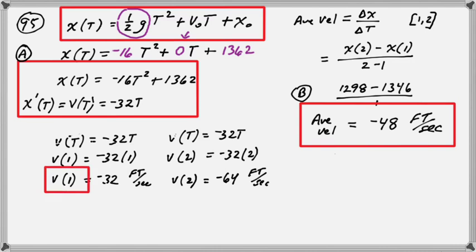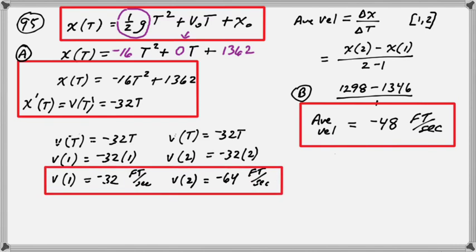You may notice something about the instantaneous velocity. The average velocity has to be somewhere between the two instantaneous velocities. And that would be my answer for part C. Part C wants the instantaneous velocities at time 1 and at time 2.